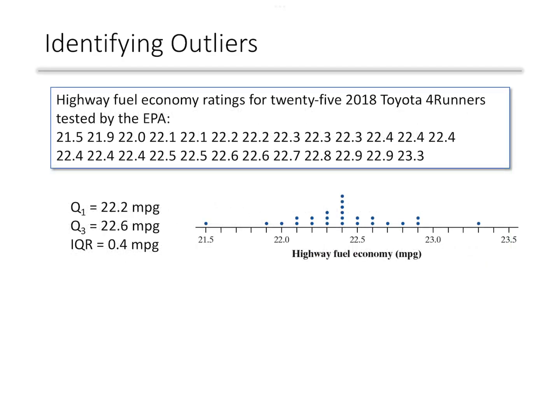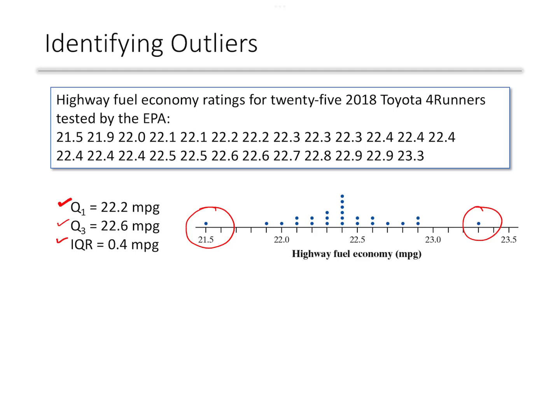We're going to work through an example of figuring out if we have outliers. Here you can see the data from our highway fuel economy ratings for 2018 Toyota 4Runners, and I gave you a dot plot. Looking at this dot plot, you might say, hey, this 21.5 and this 23.3 up here might be outliers. They look like they don't fit in. Well, we want to find out, are they really outliers? So I'm giving you Q1, Q3, and IQR. We learned how to find those last class. Remember, you could plug all that data into your calculator and get the answer.